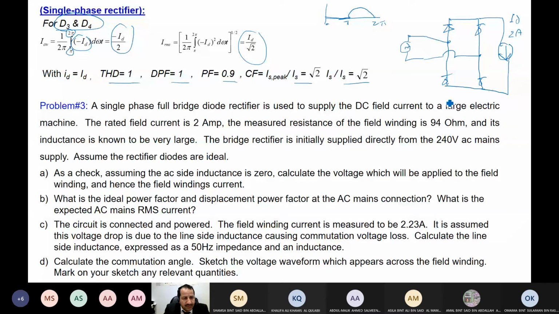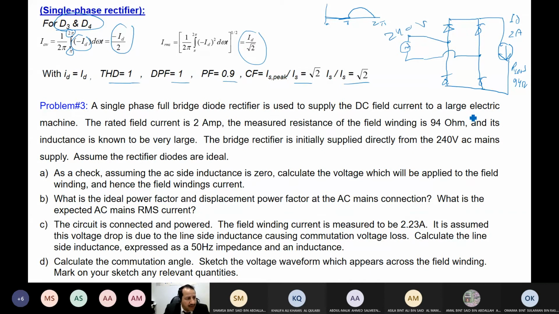The measured resistance of the field winding is 94. He told me R load is 94 ohm. And the inductance is known to be very large, a highly inductive load, you see. The bridge rectifier is initially supplied directly from 240 AC main supply. Okay, here 240 volt.